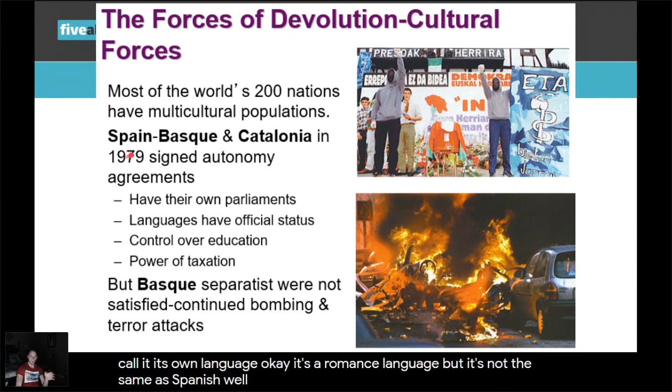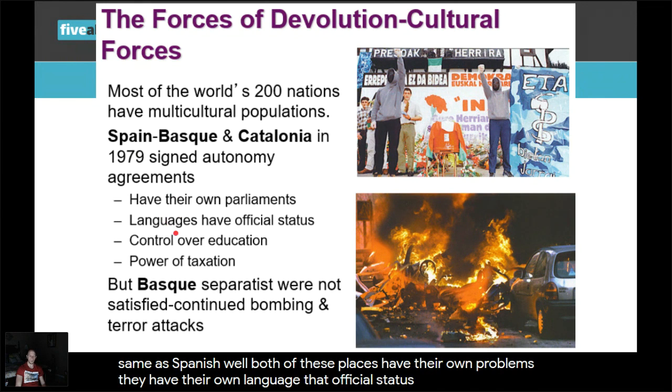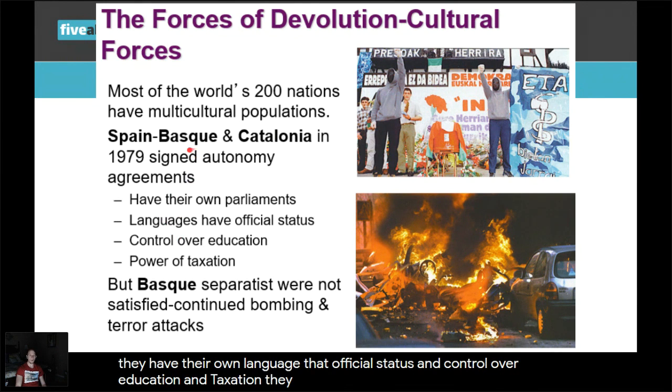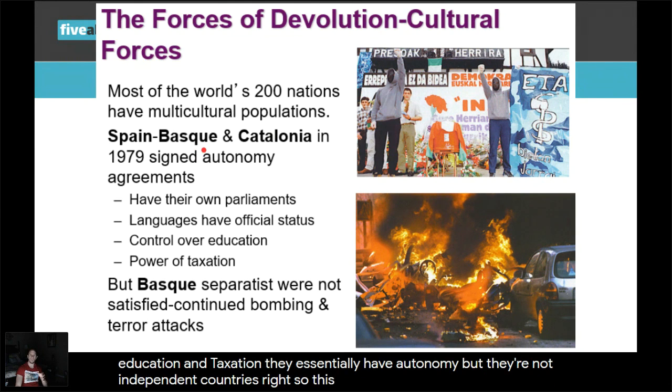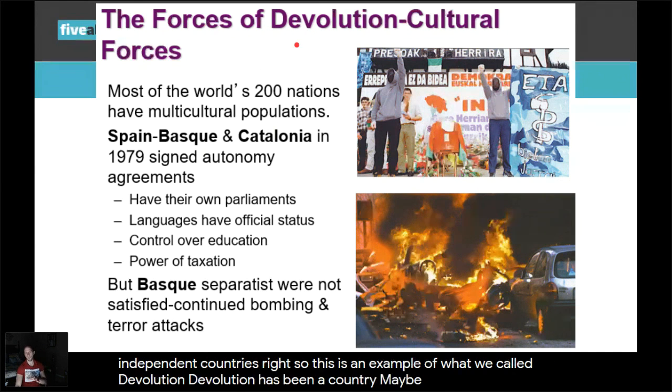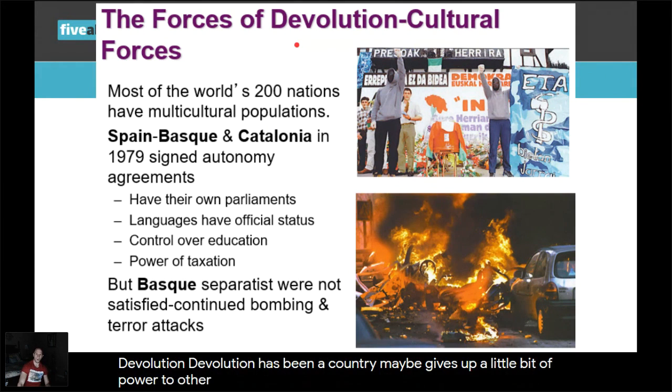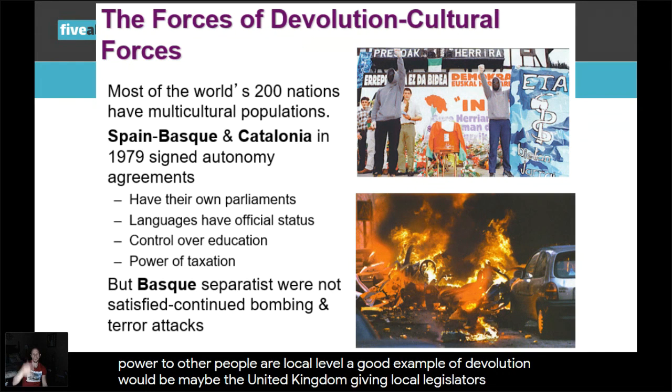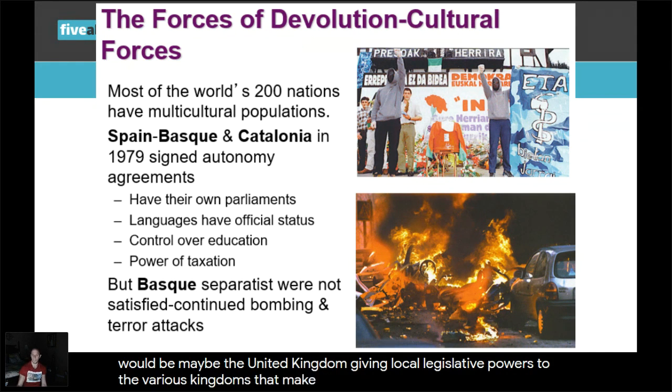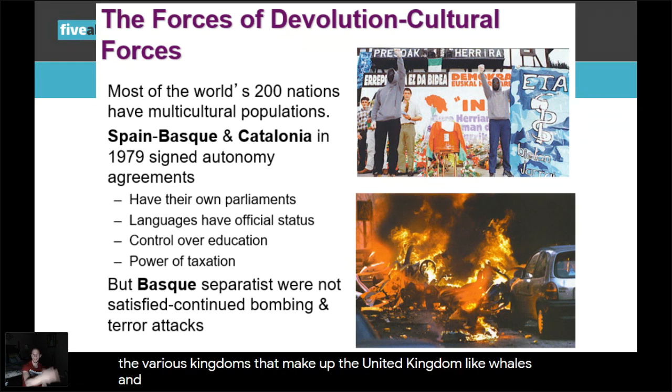Both of these places have their own parliaments. They have their own language with official status and control over education and taxation. They essentially have autonomy, but they're not independent countries, right? So this is an example of what we call devolution. Devolution is when a country gives up a little bit of power to people on a local level. A good example would be the United Kingdom giving local legislative powers to the various kingdoms that make up the United Kingdom, like Wales, England, Scotland, and Northern Ireland.